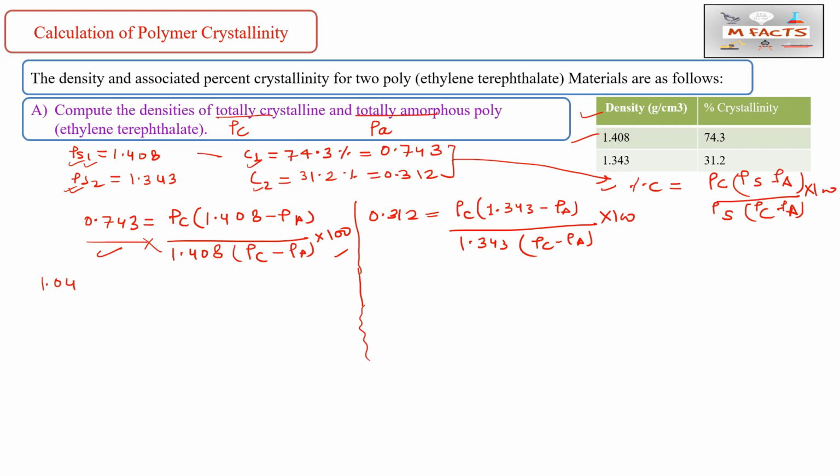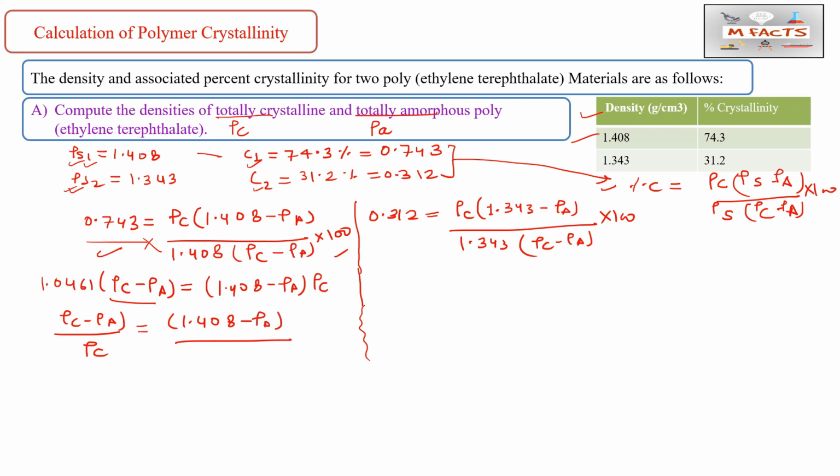0.1046 1. I am multiplying these things, so rho C minus rho A is equal to 1.408 minus rho A, and this rho C will also come, so rho C. Now what I will do, I will find the value of rho C minus rho A by rho C. So this rho C will come this side, and we will get an equation like this, rho A. So this is my way of calculating this type of question.